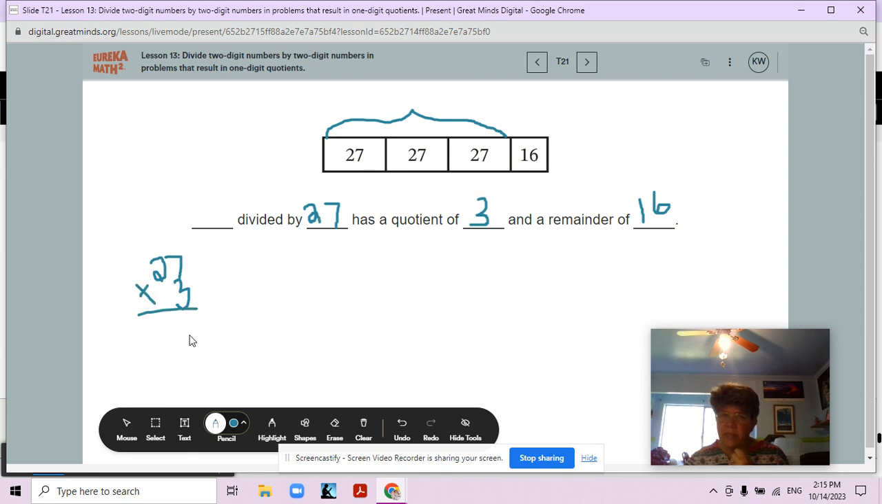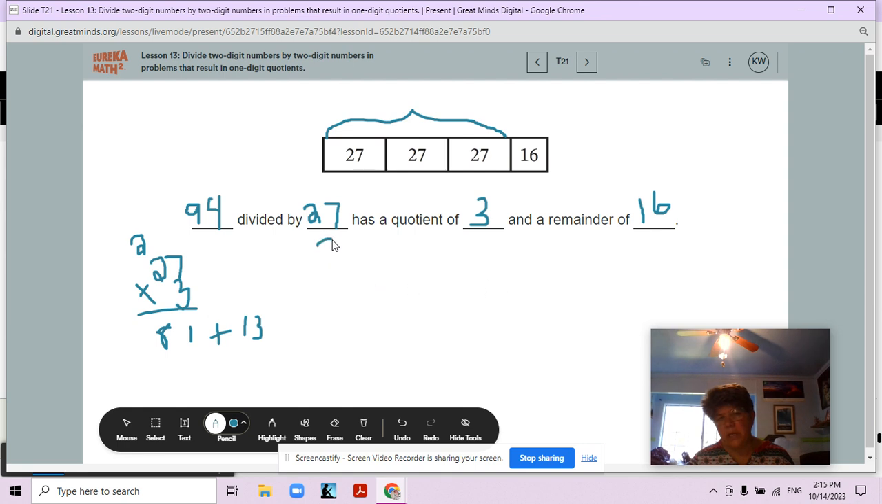Do you see that? 3 times 7 is 21. 6, 7, 8, 81. Oh, but I forgot the remainder. Yeah, 81 plus 13, 94. Is that correct? 94 divided by 27 has a quotient of 3 and a remainder of 16.